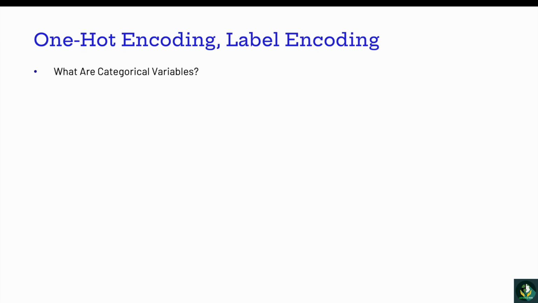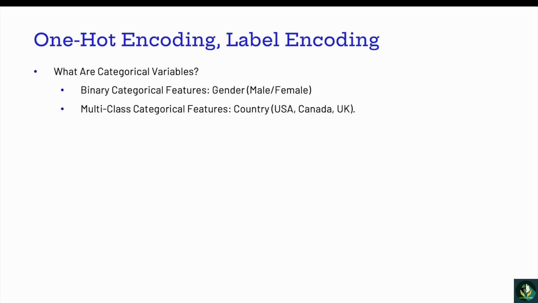So what are the categorical variables? Categorical variables are features that represent discrete categories or labels. For example, we have binary categorical features, for example, gender, which can be male or female. And we have multi-class categorical features, for example, country can be USA, Canada, UK, and others. Since machine learning algorithms require numerical inputs, categorical variables must be transformed into numerical representations.